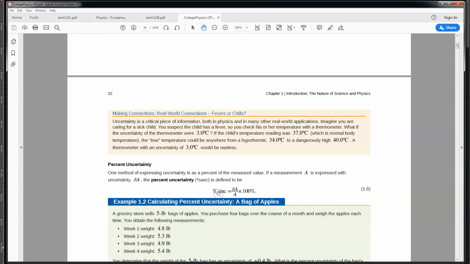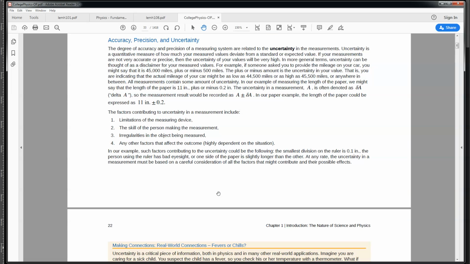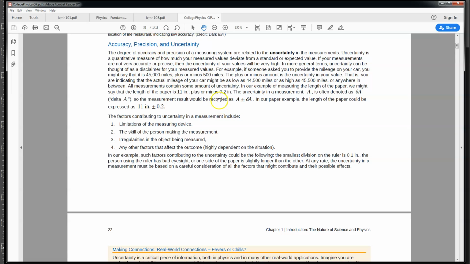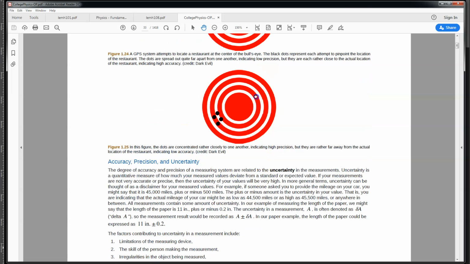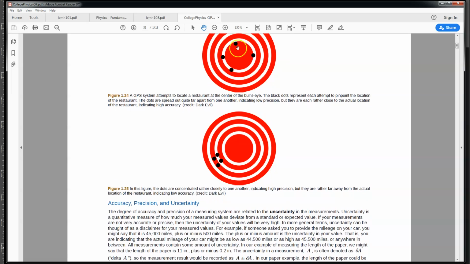We came all the way up to this point where we talked about accuracy, precision, and uncertainty. Now what's important here is that, let me start from this part in the text, which is accuracy, precision, and uncertainty. The degree of accuracy and precision. So accuracy means how close you are to the main target or to the true value of the measurement, and that is your accuracy.